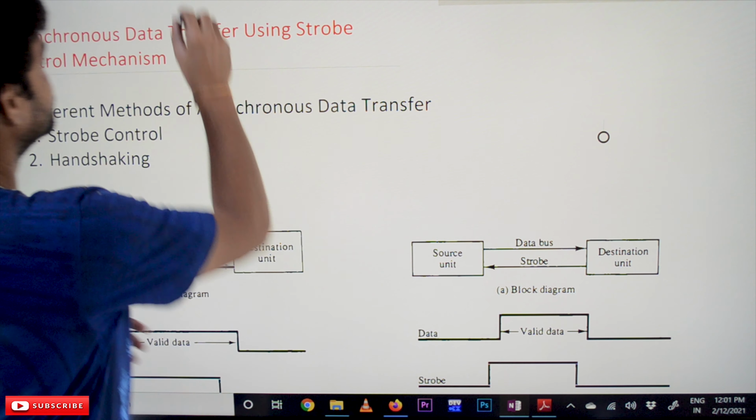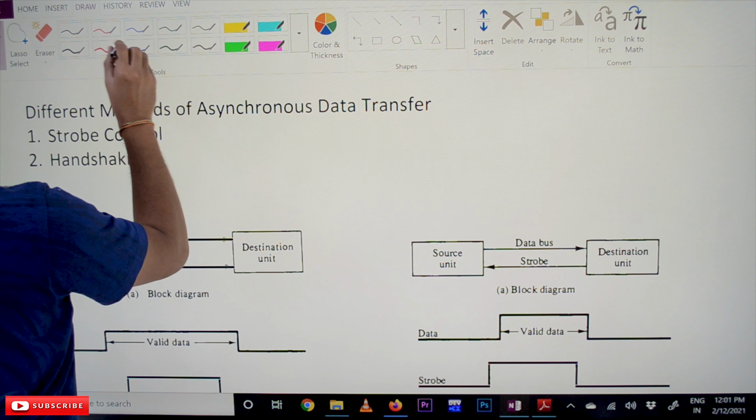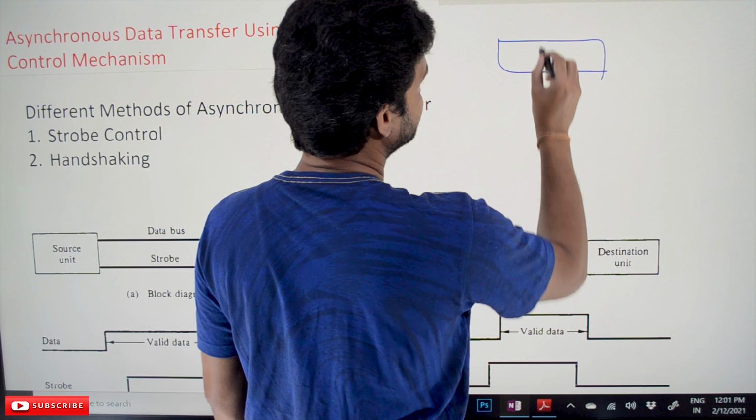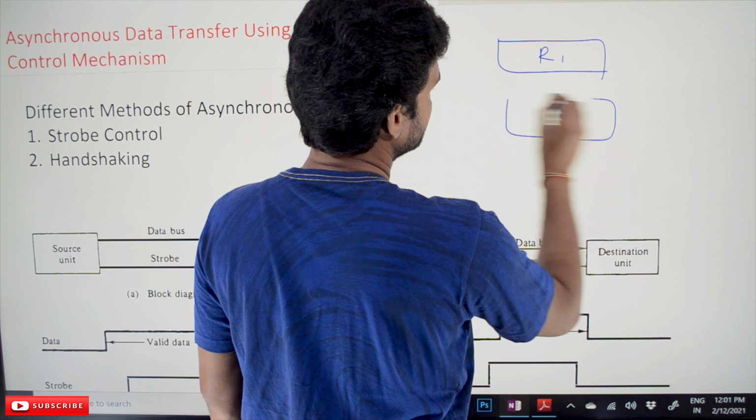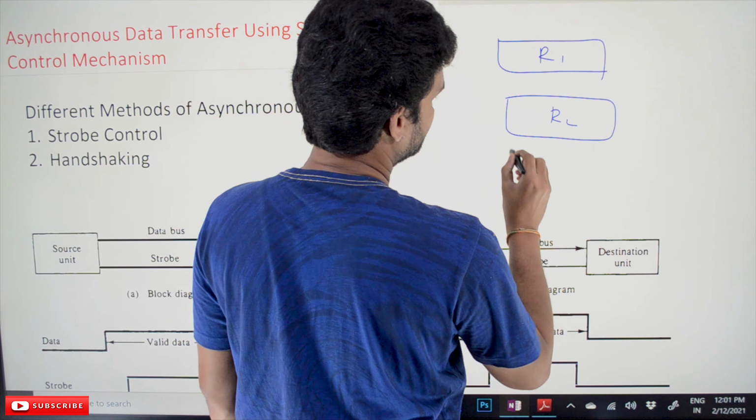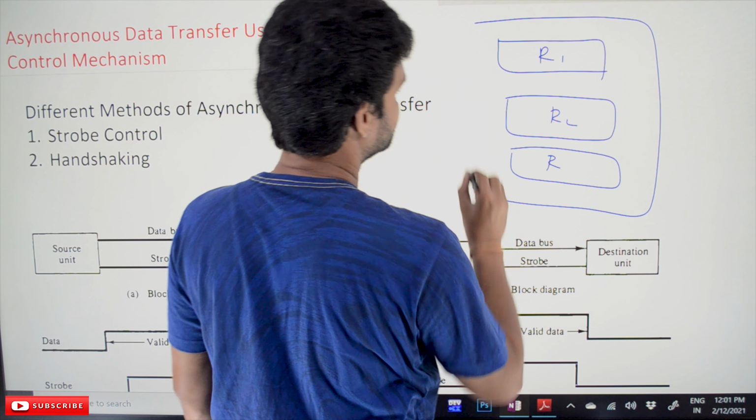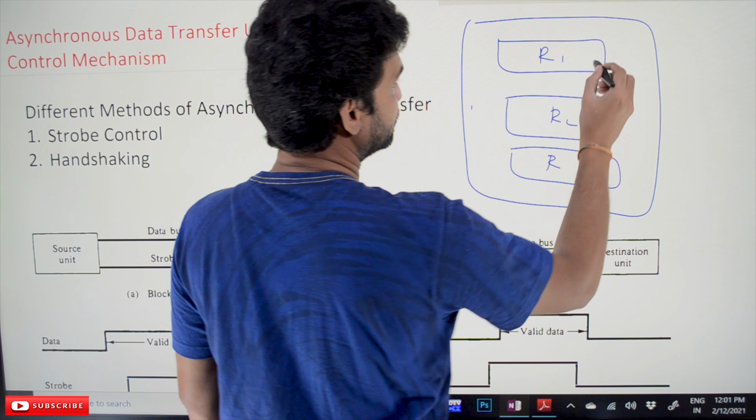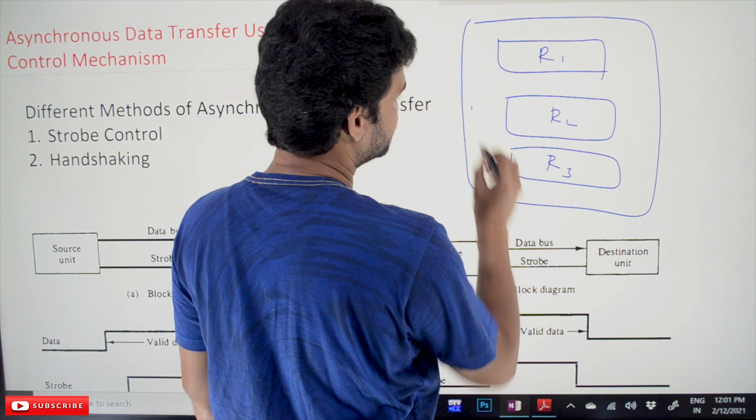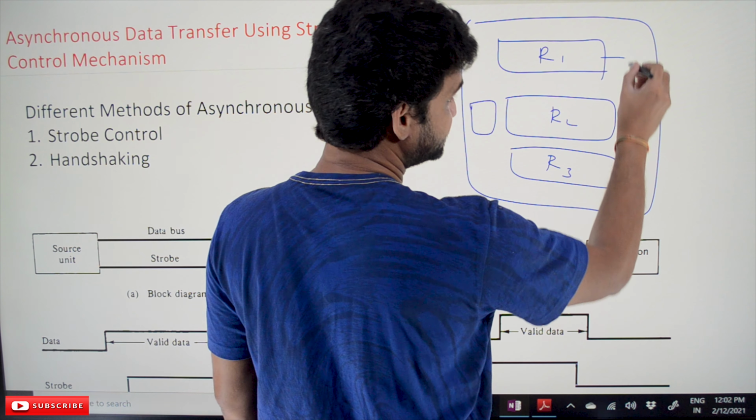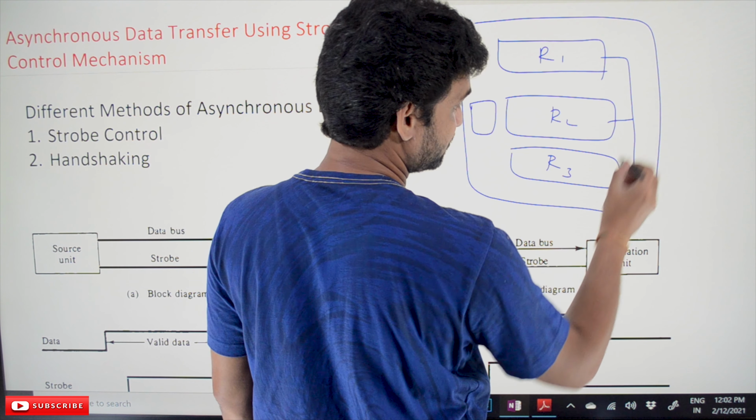Let's recap that concept once again. For example, suppose we have some registers R1, R2, R3, and this is what we call our computer system. Along with these registers, there are some memory units, and all these memory units and registers are in synchronization with the clock signal.